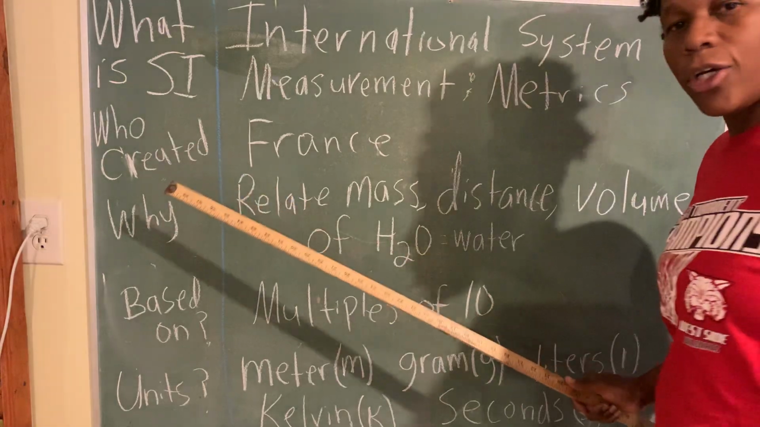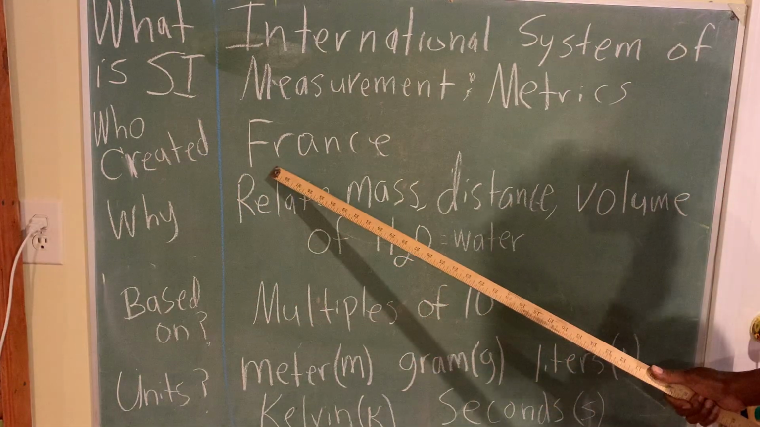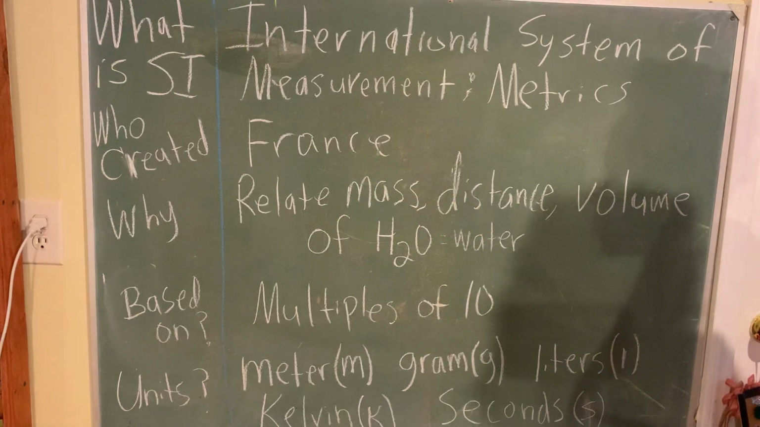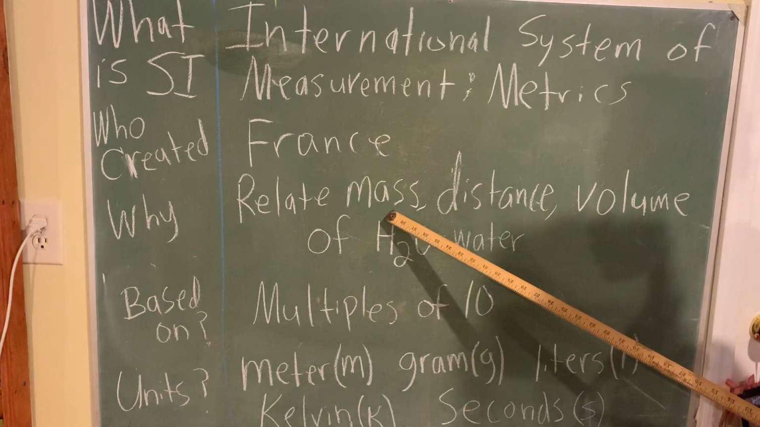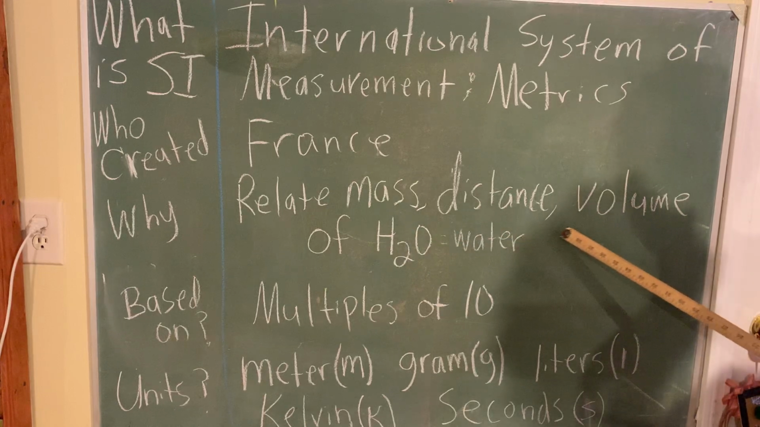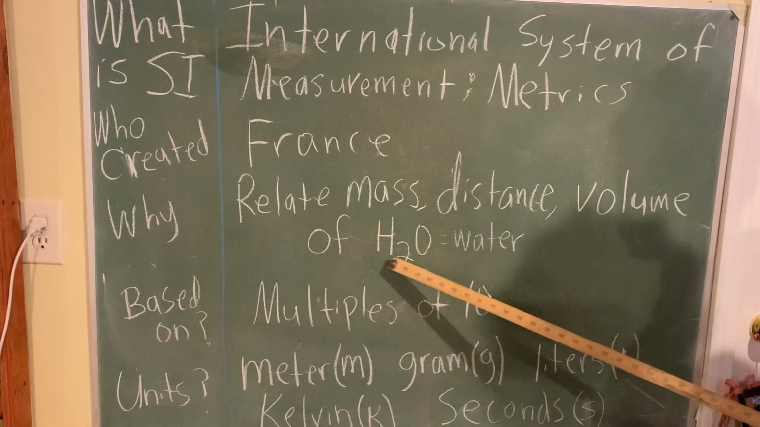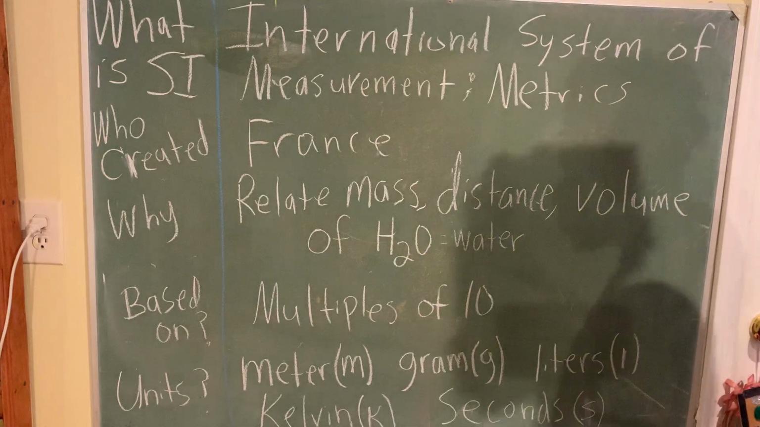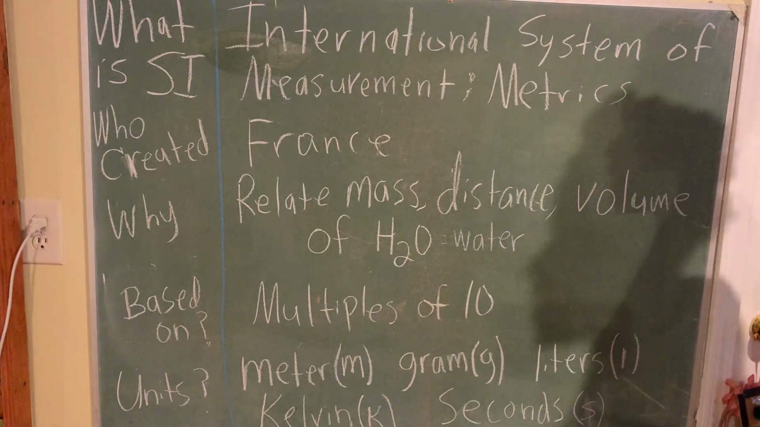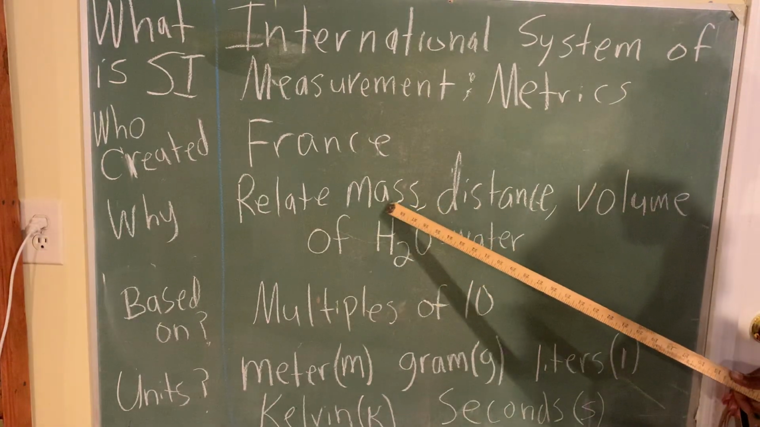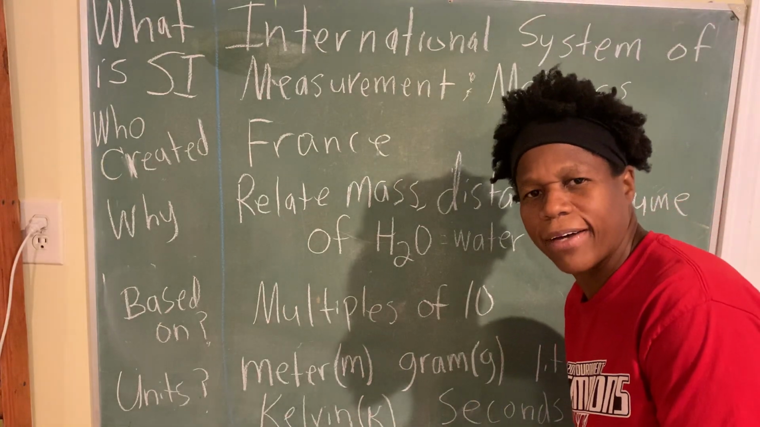Who created it? France created it. Okay, I'll give you a minute so you can write that down. Okay, why was it created? It was created to relate mass, distance, and volume of water. H2O is a symbol for water, not an abbreviation, and we're going to be talking about that when we get to the second part of the year. So, when you think of mass, what do you think of?